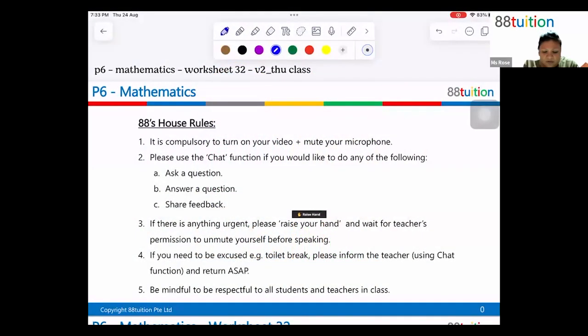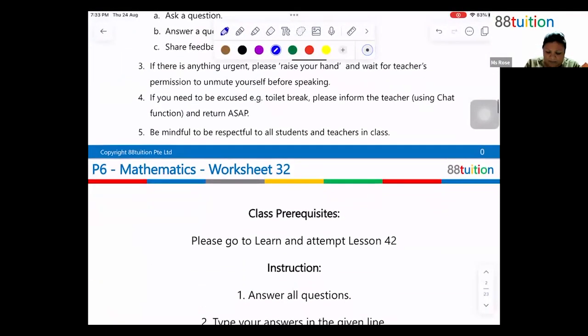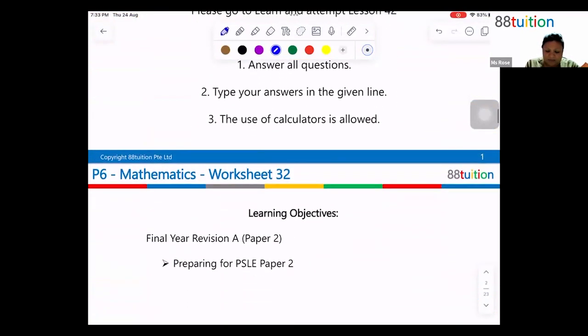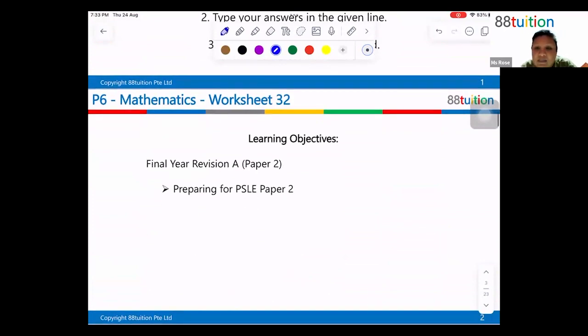All right, so what we're going to do today would be paper 2 questions. So these are paper 2 questions. With paper 2 questions, you are allowed to use your calculator.